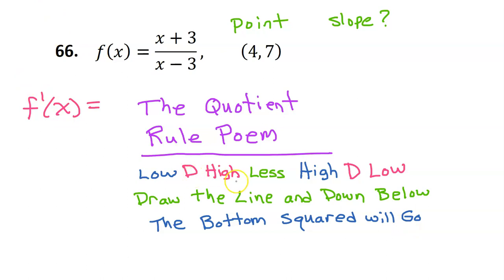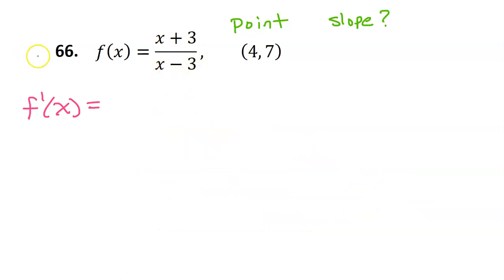When I say D high, I mean the derivative of the top function. When I say D low, that's the derivative of the bottom function. So the poem starts off low D high. So low means the x minus 3 the way it is. D high means the derivative of the top part, but the derivative of x plus 3 is just 1, which I didn't really need to write.